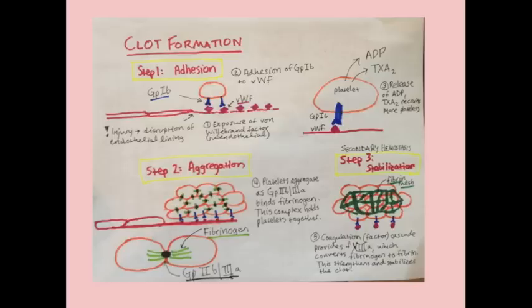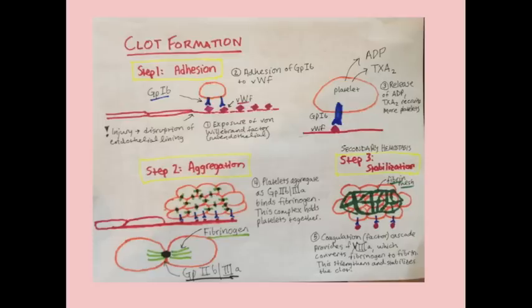von Willebrand's factor. Now you have von Willebrand's factor that is expressed on your subendothelial lining. You also have von Willebrand's factor that's in your serum. They exist in both places. Essentially, they can do the same things. But when you're injured, you expose von Willebrand's factor on your subendothelial lining.